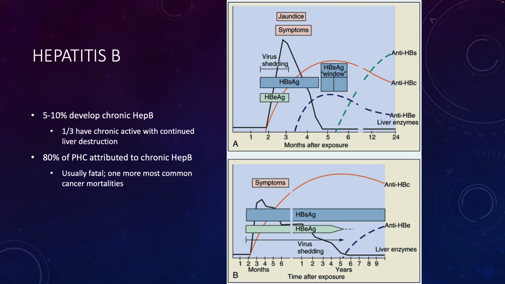And it's estimated that about 80% of primary hepatocellular carcinomas or liver cancers are attributed to chronic hepatitis B. That is usually a fatal cancer. It's one of the more common cancer mortalities. Doesn't necessarily mean it's one of the more common cancers, but it's one of the more common ones that can lead to death.